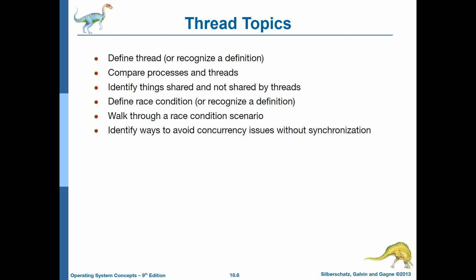You should be able to identify some ways to avoid concurrency issues without synchronization. We talked about that, right? Avoiding shared variables when you don't need them, for instance. If I showed you some code with that problem in there, you should be able to tell me how to solve it. It said, hey, how can you eliminate the race condition issue here without a synchronization mechanism?